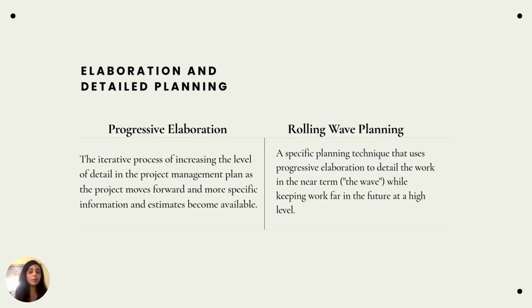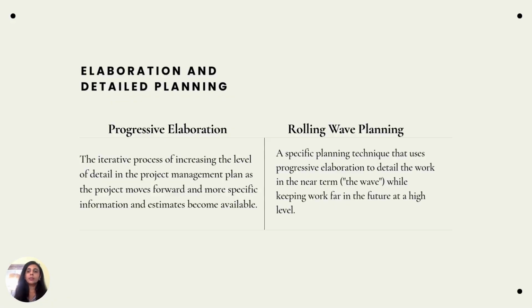Now, progressive elaboration and rolling wave planning. Let's understand the difference between the 2 and what each one of them means. Progressive elaboration is a principle, whereas rolling wave planning is a technique. Progressive elaboration tells us why, and rolling wave planning tells us how. So think of progressive elaboration as an umbrella, and rolling wave planning as a technique under progressive elaboration.